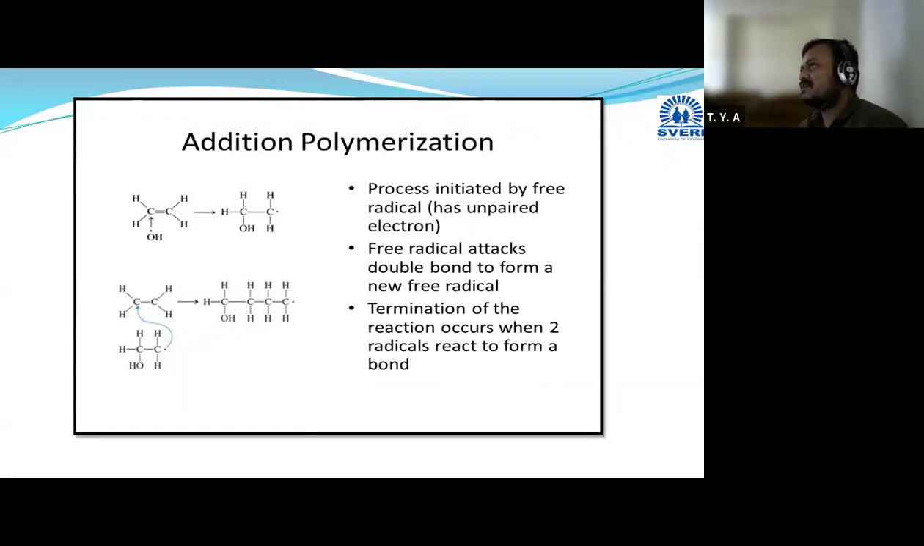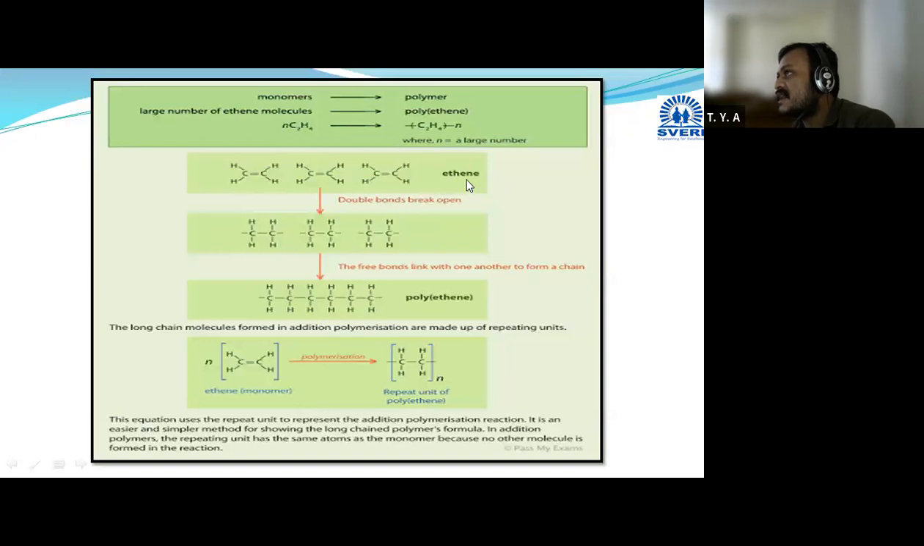In this way, this addition polymerization works, and whichever new material is formed, you can see, for example, if the ethene monomer is there, after the polymerization process the resultant material is polyethylene, or in short, PE. Polyethylene is the practical example, the plastic carry bags we are using in our day-to-day life. That is polyethylene material. It is formed by the polymerization of ethylene or ethene. Are you getting this? This is the practical example.